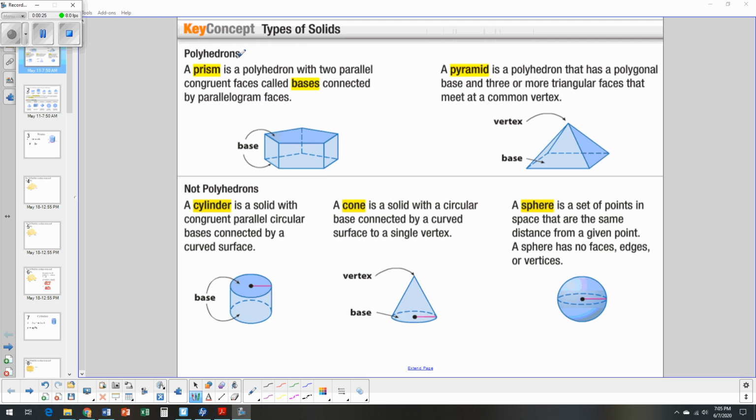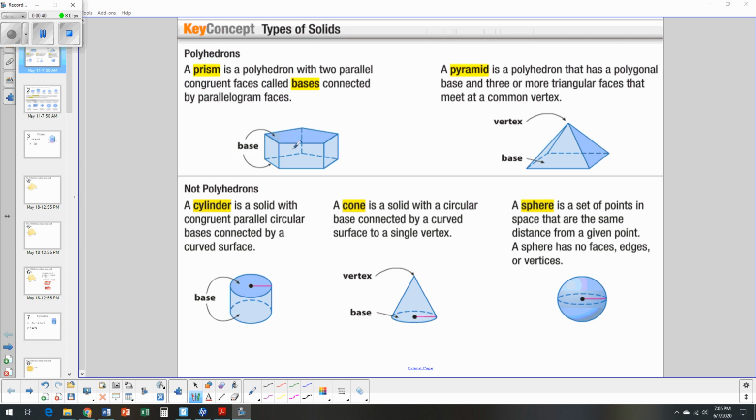There are polyhedrons, and not polyhedrons, just like there's polygons and not polygons. So as long as there's something curvy in it, it's not a polyhedron. If there's no curves, it's a polyhedron. So the two types of polyhedron are prism and pyramid.